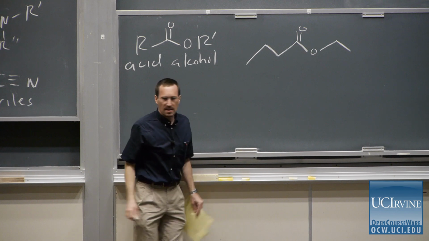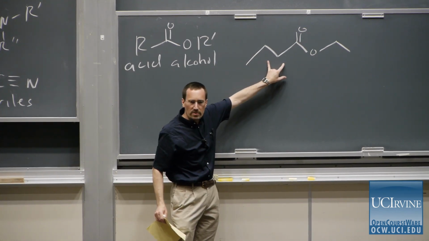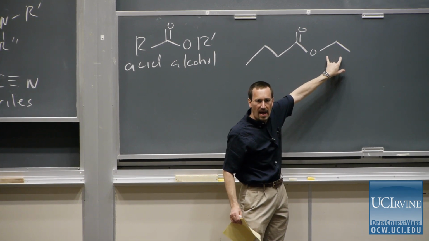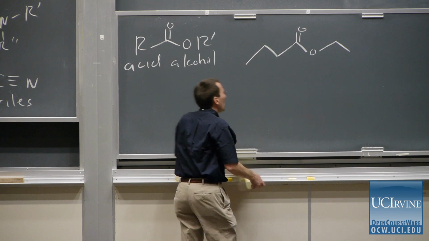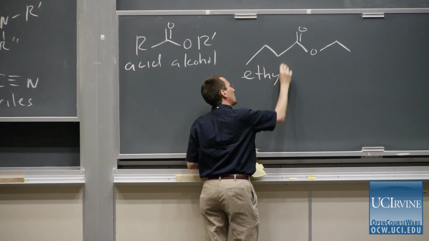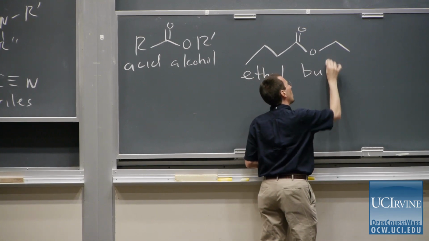So let me take a specific ester and we can see how to name it. This ester has an acid component from butanoic acid and an alcohol component from ethyl alcohol, or ethanol. So we call this ethyl. Esters get a first name and a last name. We call this ethyl butanoate.